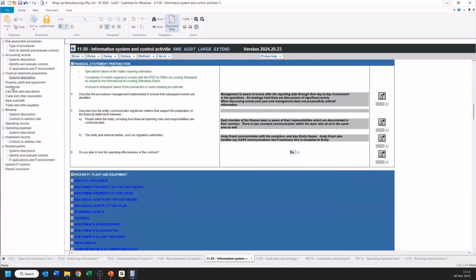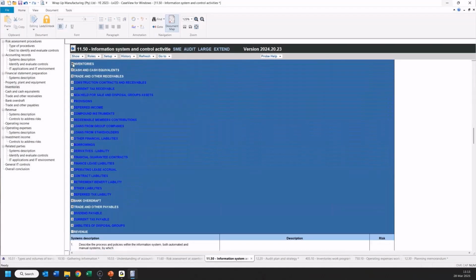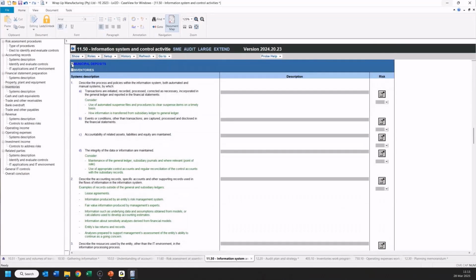Right, next, I'm going to skip the property, plant and equipment. We are working with inventory and operating expenses. So let's look at the inventory section. In inventories, this section is activated, which tells me that there is probably a risk recorded, and we will see that just now. And this year, I have not documented the system description yet, but it does then prompt us to document the process and policies, both automated, how are the transactions initiated, recorded, all of those terms that we had mentioned earlier on. What about accountability of the items?